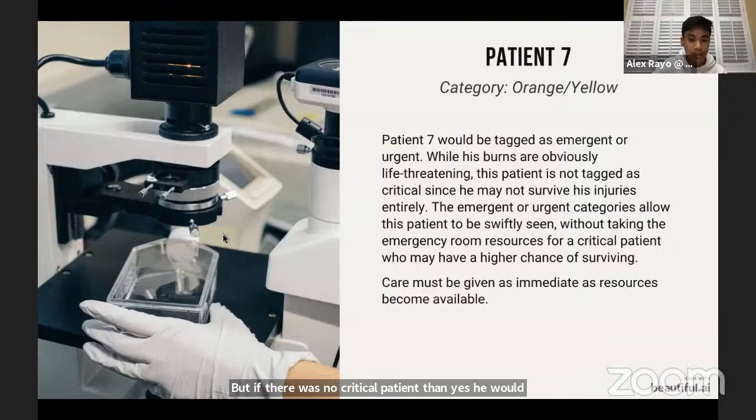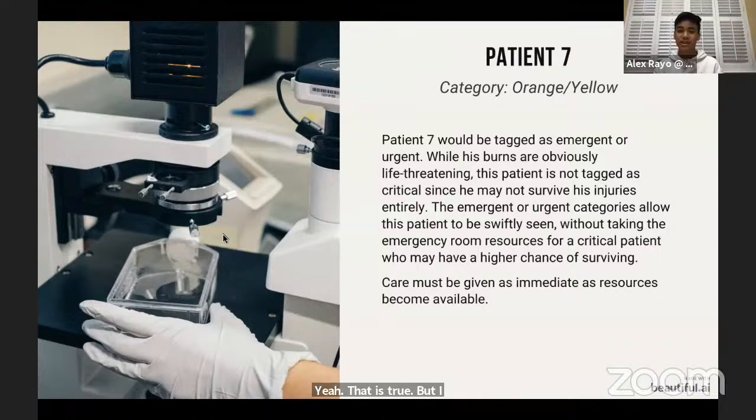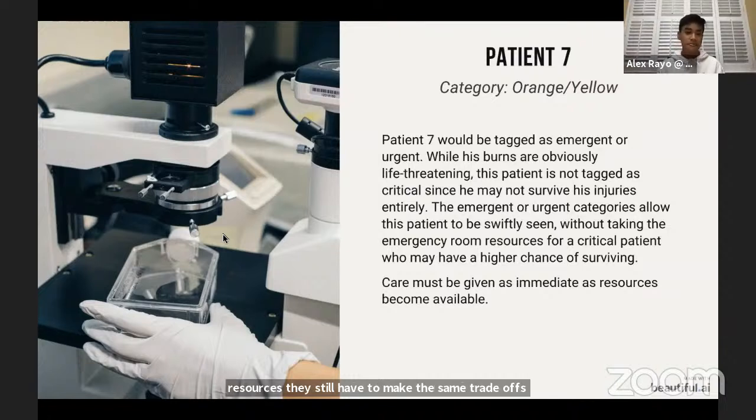Another question: couldn't we argue that this isn't necessarily a natural disaster or big accident, so he should still be prioritized? That is true. But in this scenario, we just wanted to point out that if the resources at the emergency room weren't very plentiful, then they still have to make a trade-off. So even in a hospital setting, if there are limited resources, they still have to make the same trade-offs that they make in natural disasters or big accidents. Yeah, hope that answers that question.